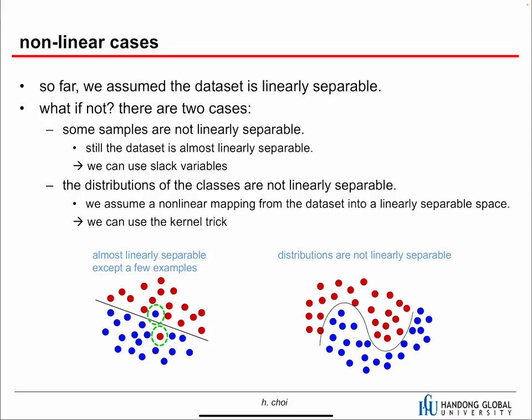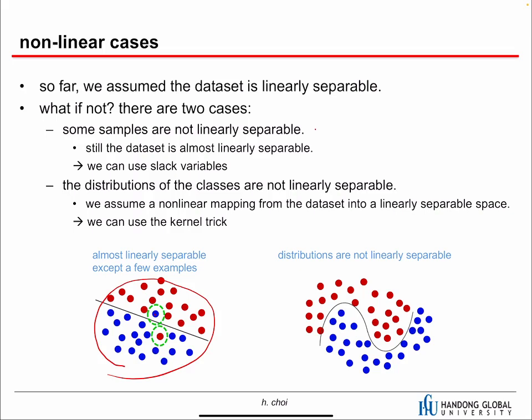But life is not simple, so most of the time the problems are more complicated than just the linear separable cases. So if the dataset is not linear separable, then there are two kinds of techniques here. First, if some samples are not linear separable, then we can relax the linear separable constraint so that we can have this kind of case.